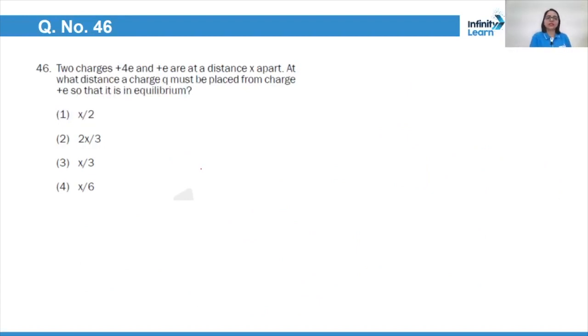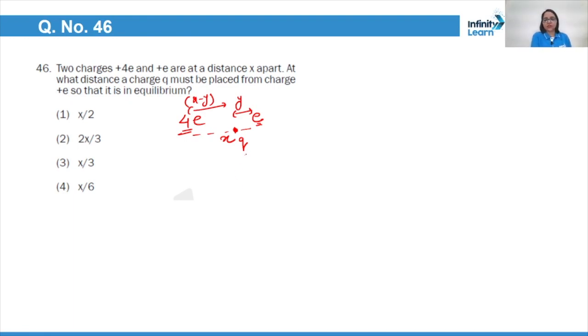Question number 46. Two charges 4E and E are at a distance x apart. At what distance a charge q must be placed from the charge E so that it is in equilibrium? So let's say it is kept at a distance y, so remaining distance will be x minus y. Right, so charge is in equilibrium. That means force exerted by this 4E should be equal to force exerted by this E. It should be equal and opposite, right? So that net force will be 0.